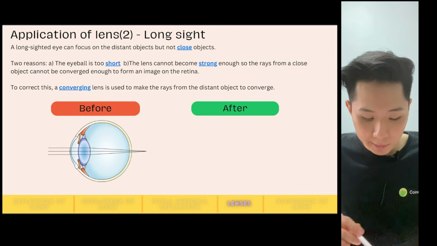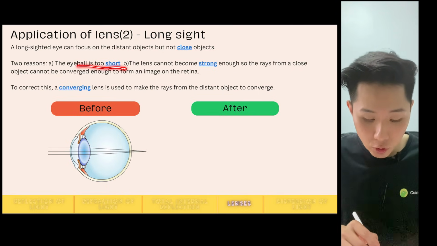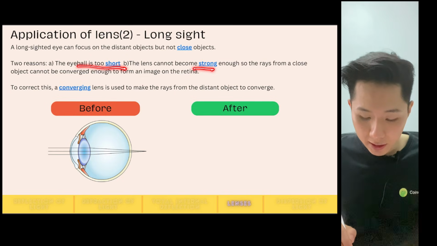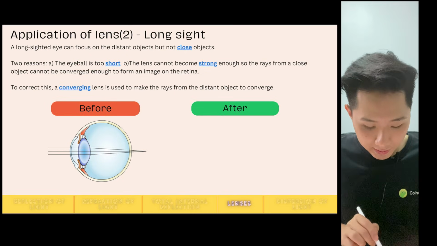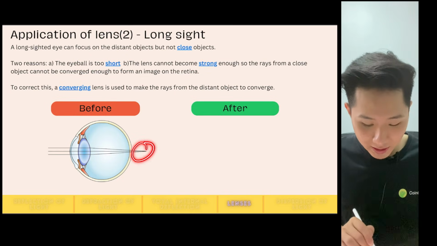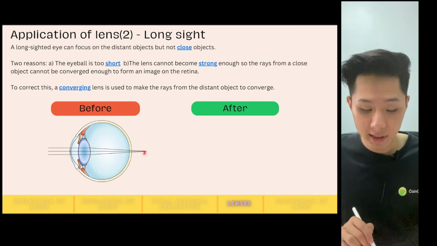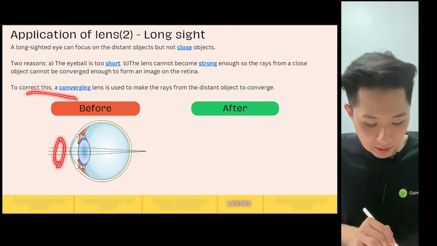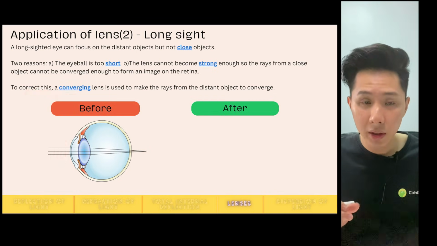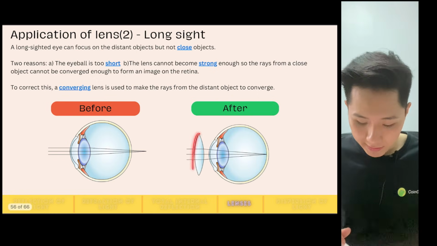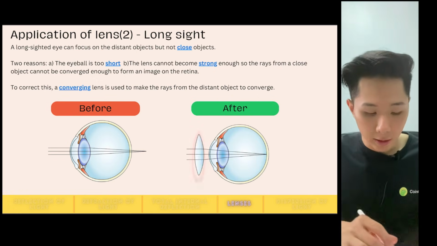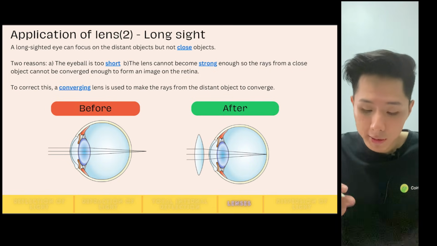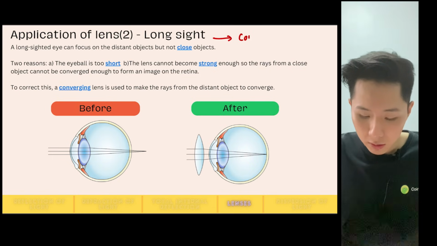One reason is that the eyeball is a bit too short, and the second is that it cannot be strong enough to converge the light. Therefore, the light rays actually move past towards the retina. To correct this, I just need another converging lens to help the eyes converge the light. So that's what's happening here. In other words, to solve the long sight problem, we need a converging lens.